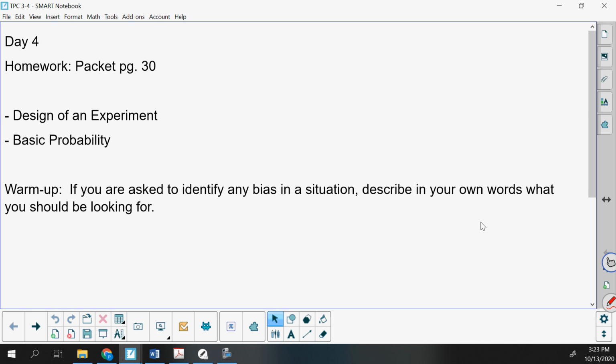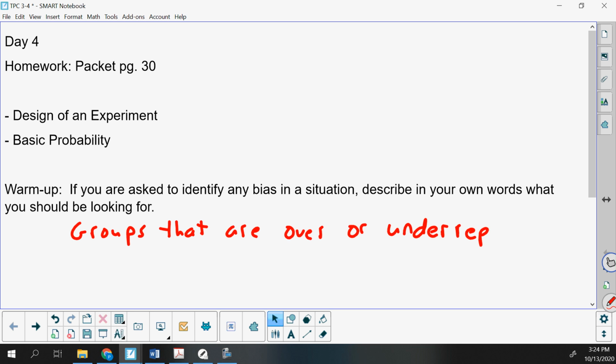All right, so bias, we want to be looking for groups that are either overrepresented or underrepresented by the way the data was collected. So we want groups that are over or underrepresented based on the method of data collection.